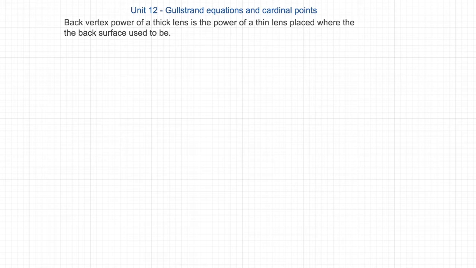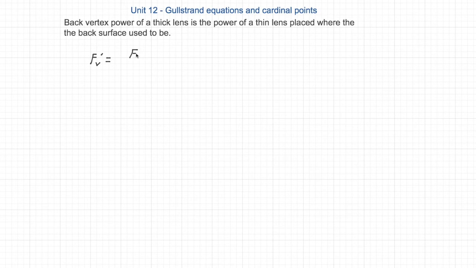The back vertex power of a thick lens is the power of a thin lens placed where the back surface of that thick lens used to be. And that's important in the real world when you're dealing with spectacle lenses. If you have a thick spectacle lens, you don't know where the principal planes and the principal points are, but you do know where the back surface of the lens is.